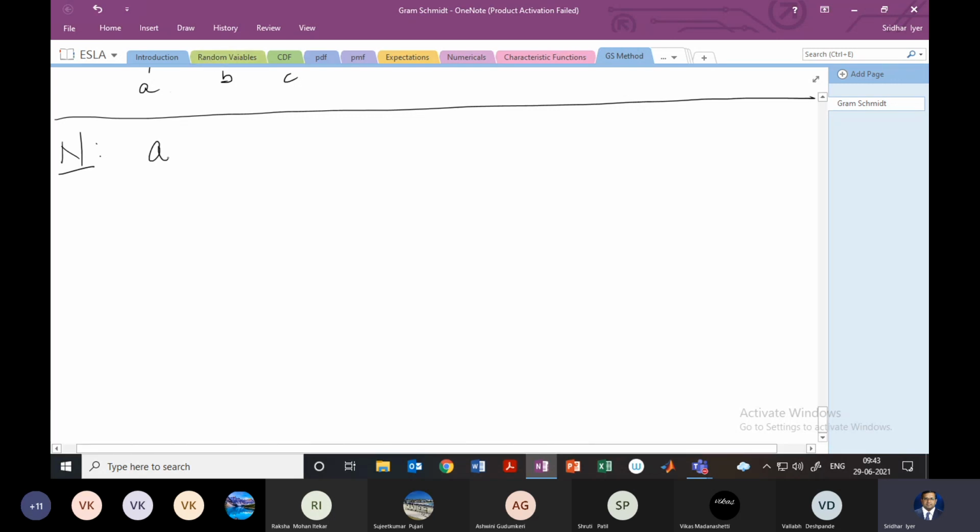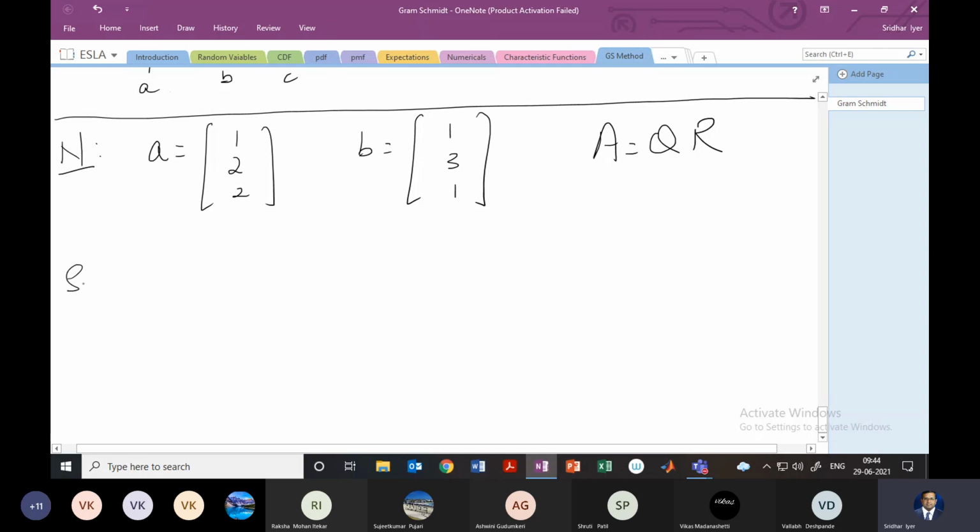So I'll take a 2 cross 2 matrix. We are given A as 1, 2 and 2. We are given B as 1, 3 and 1. And we need to find A equal to Q into R. So it will have only 2 steps and you need to find Q1 and Q2. So you can get started. I'll give you some time to start off, and then I will also start, and you can then match your answer.